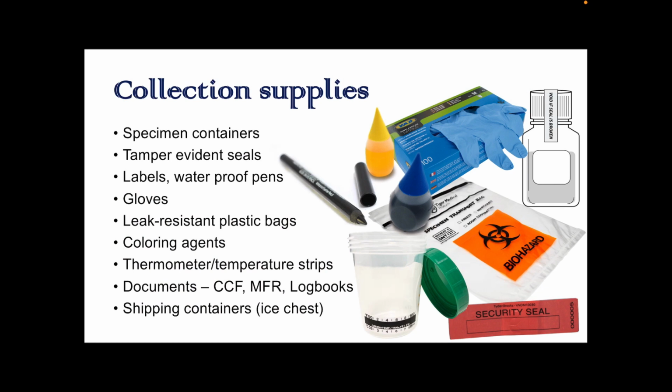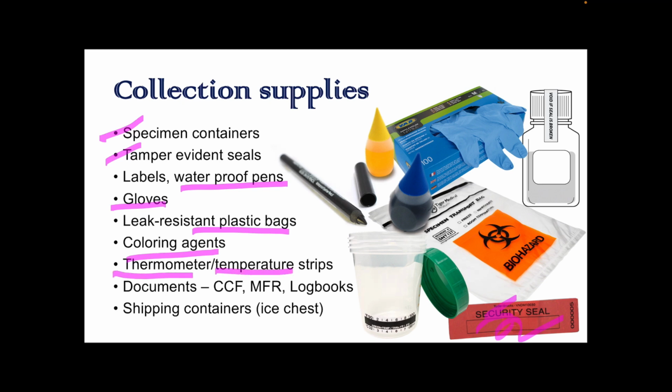For the collection supplies, we have specimen containers. Of course, it's provided by the laboratory or collection facilities. Tamper evidence seals, such as this one. This security seal is placed on top of the cover of the specimen cup, and it is signed by the donor or the client in the presence of an authorized specimen collector. For labeling, waterproof pens, also gloves, leak-resistant plastic bags such as this one, coloring agents. These coloring agents are usually dropped in the toilet or toilet tank, so the water will be colored and it will not be used for specimen adulteration.